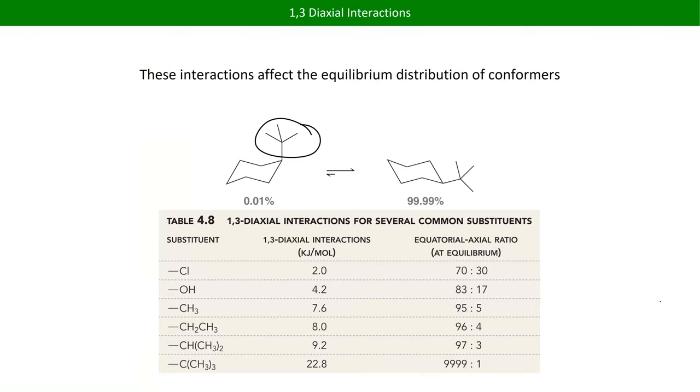So if it's a chlorine, chlorine's bigger than a hydrogen, but not by that much. So if it's chlorine, it's a 2 kilojoule per mole difference when you have those 1,3 diaxial interactions compared to a hydrogen, which turns into about a 70-30 ratio. It can go back and forth relatively easily. It's still going to favor putting the chlorine in the equatorial position, but not by that much. But you can see as we start getting larger substituents, like a methyl group, notice that the methyl and the ethyl are almost the same. The ethyl is a little bit bigger, but because it can just rotate to point the second carbon away from everything else, it doesn't really change that much for methyl versus ethyl. And a propyl is going to be almost the same as an ethyl.